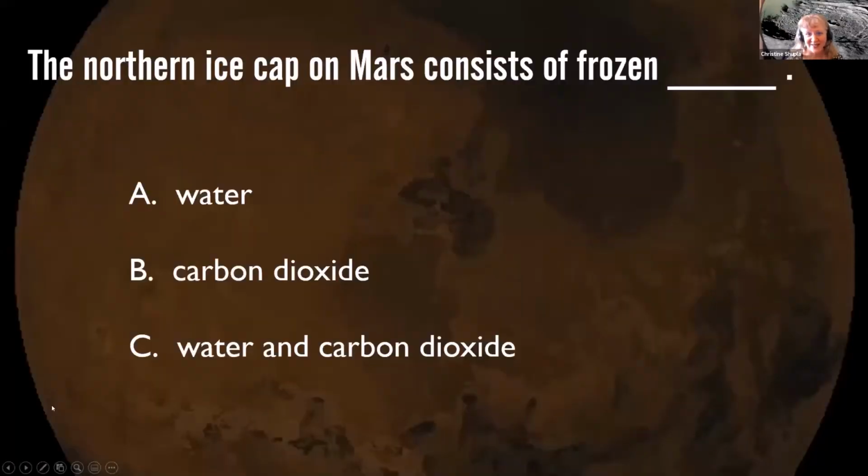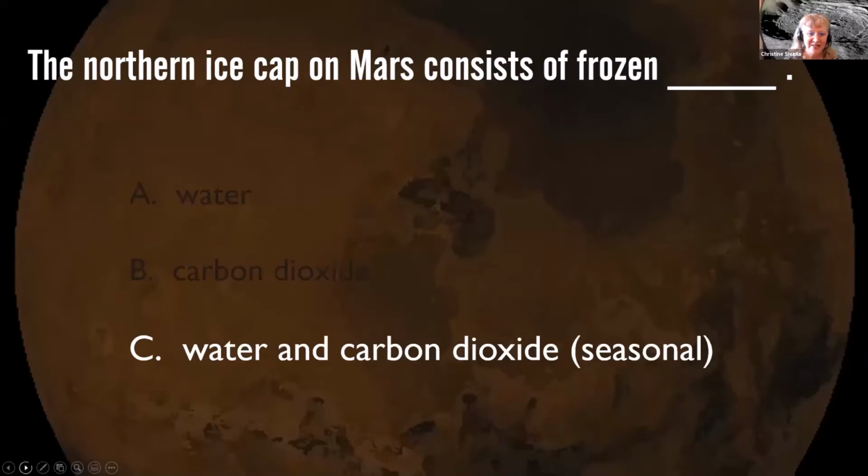The northern ice cap on Mars, is it mostly frozen water, frozen carbon dioxide, or frozen water and carbon dioxide? You've got 5 seconds. 5, 4, 3, 2, 1. And the answer is C. Ms. ShaRell, did many people get it right? Yes, they did.